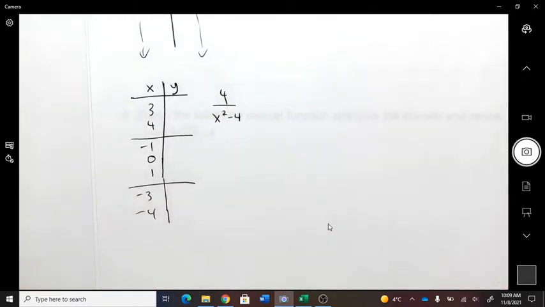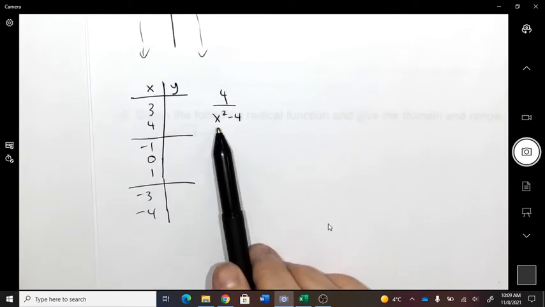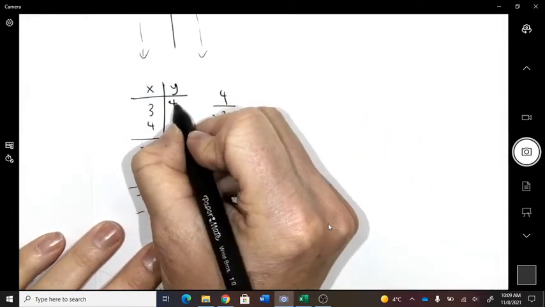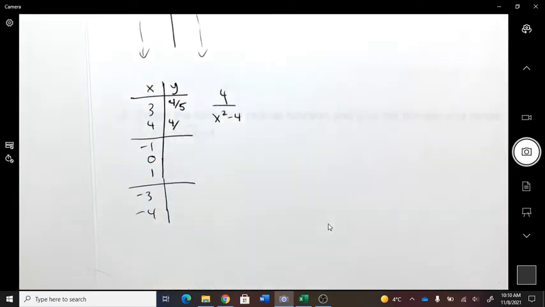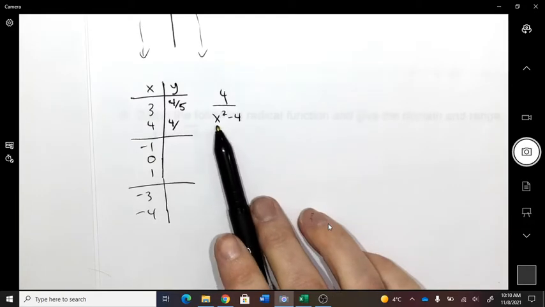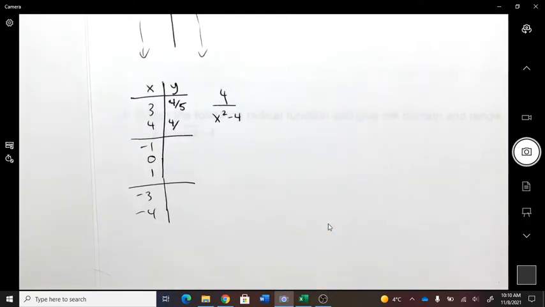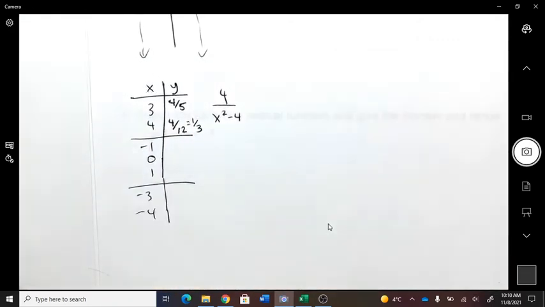Okay, plug them in. So 3 plugged in. This makes 9 minus 4, so the bottom is 5. Okay, plugging in 4 makes 16 subtract 4, that's 12. You might be a decimal person, whatever you're doing, that's fine.